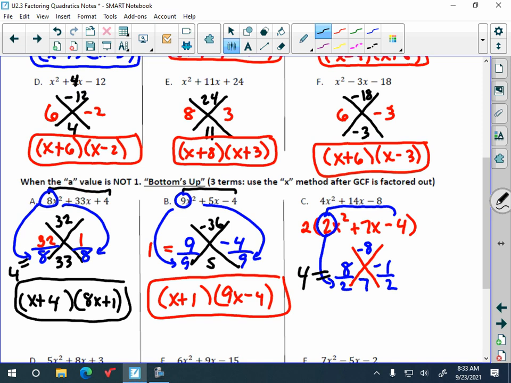Negative a half doesn't. I'll write my 2 sets of parentheses. x plus 4. The negative 1/2, I'm going to take the 2 from the denominator, move it up next to the x, and then minus 1. Now this 2 that I pulled out at the very beginning, that GCF, that's going to come straight down in front.